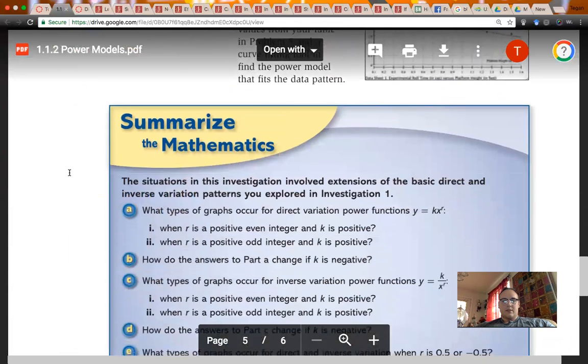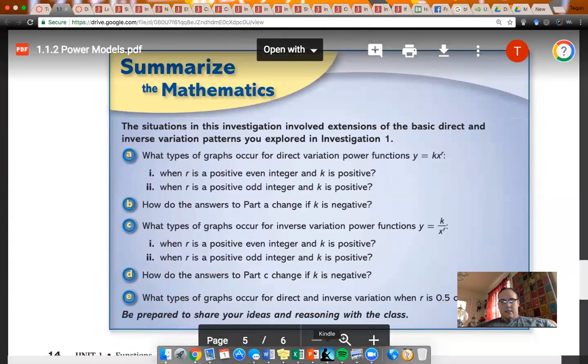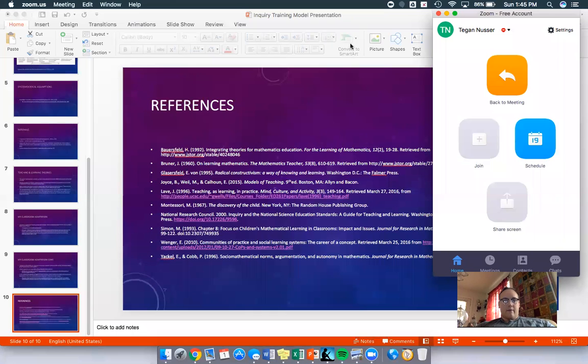Here's the Summarize the Mathematics that I was referring to. After kids go through that, we discuss as a class, and I put together the toolkit entry or summative model, or the summative piece at the end. As I mentioned on my handout, it's reverse guided release. And that's basically all I have for the inquiry teaching model.